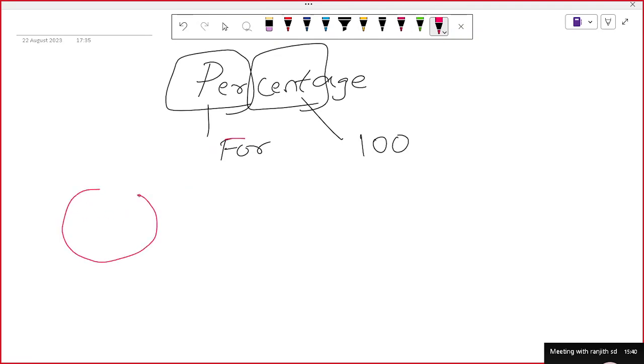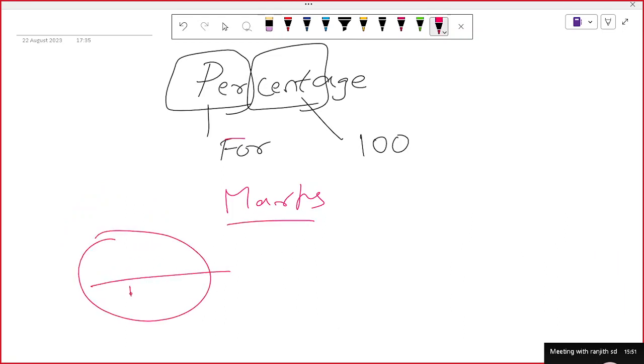Per and cent. Cent is 100. Cent meaning is 100, for every 100. That is, the whole number should be 100. The denominator should be 100. For example, your marks. For how many marks is the final exam held? 100 marks. So the denominator should be 100.